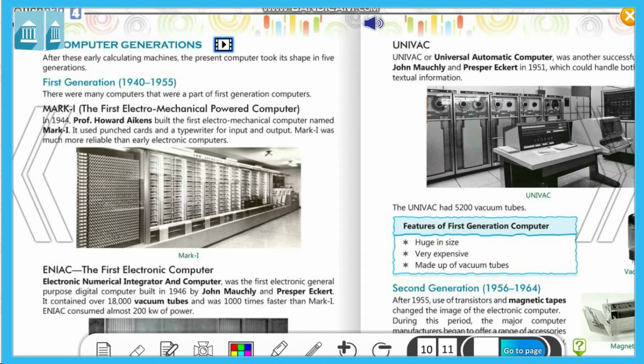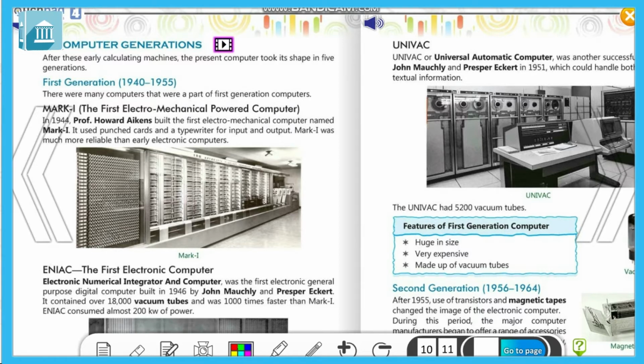In 1944, Professor Howard Aiken built the first electromechanical computer named Mark 1. You can underline this. It used punch cards and typewriters for input and output. So, same as the tabulating machine, Mark 1 also used punch cards and a typewriter for input and output.